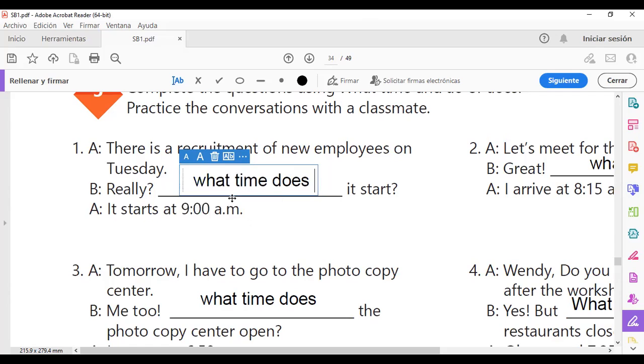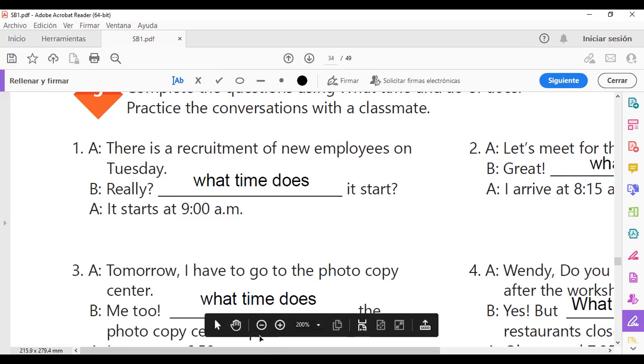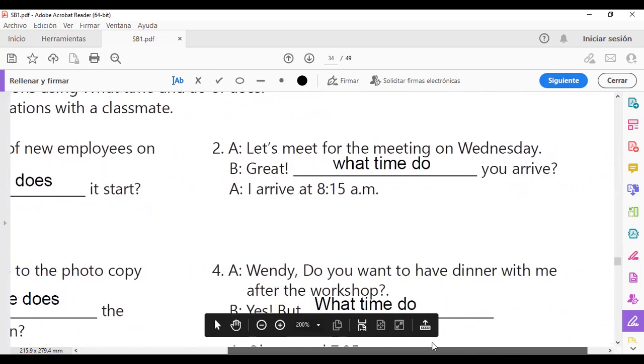Okay, and now yes, right? Hey, there is a recruitment of new employees on Tuesday. Really? What time does it start? It starts at 9 a.m. Okay, thank you. I need two people to tell me about number two.